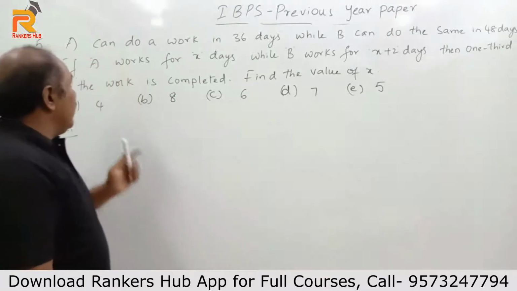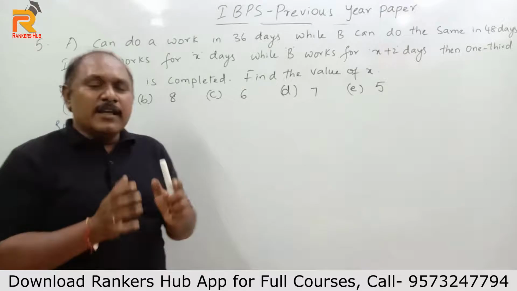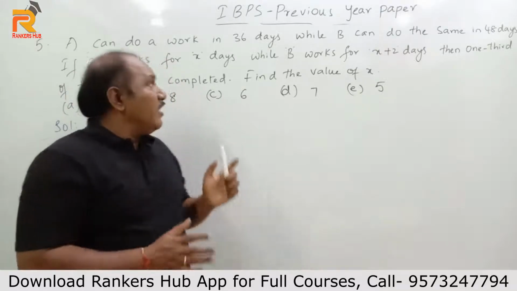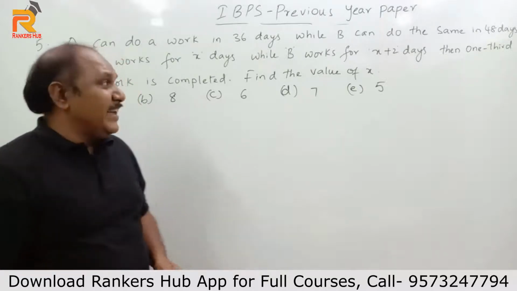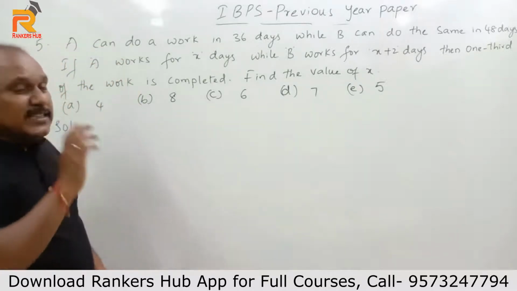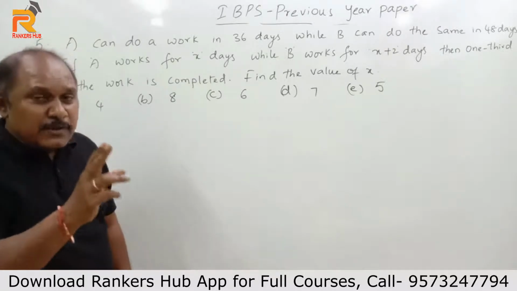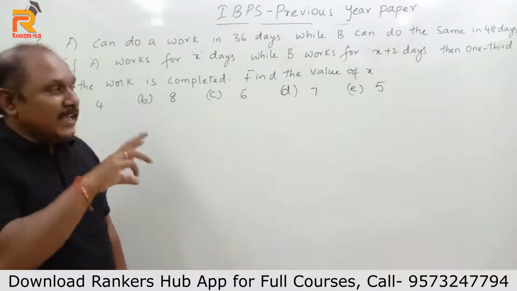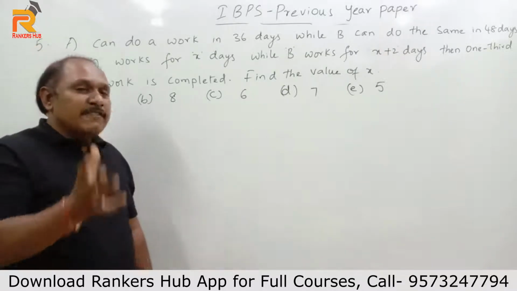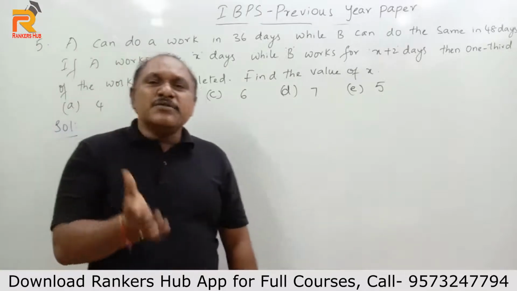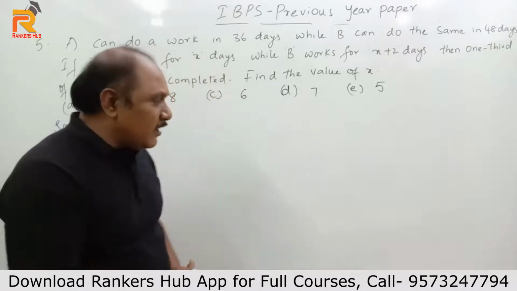Now this question: A can do a work in 36 days. So just by looking at this question, we come to know that this is a question from time and work. A can do a work in 36 days while B can do the same work in 48 days. If A works for x days while B works for x plus 2 days, so B is working for 2 days more than A, then 1/3 of the work is completed. Find the value of x. See, there are many ways to answer this question. Now let us see how we can answer this question in a very simple way.